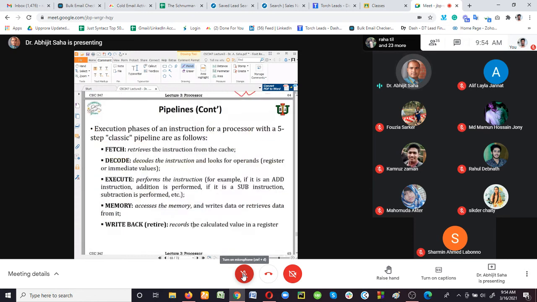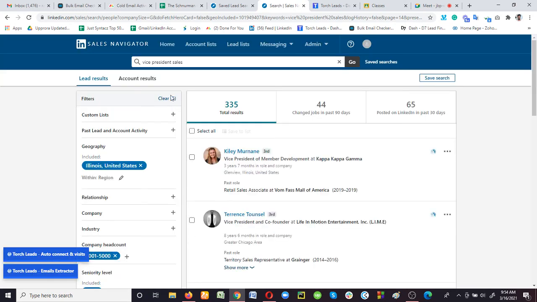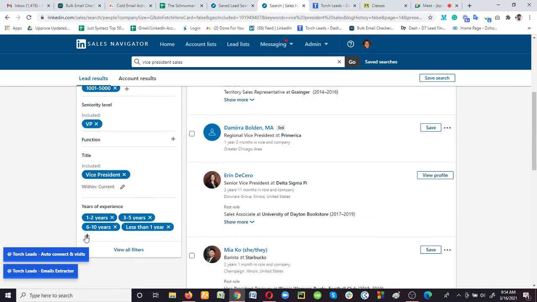This is what we are discussing in the case study class, the last slide. In that slide, we see that the execution phase of an instruction for a processor with a 5-step classical pipeline is as follows. This is known as the classical pipeline, with 5 steps. Looking at it, it is similar to what we studied before: fetch, decode, execute. We have seen them.